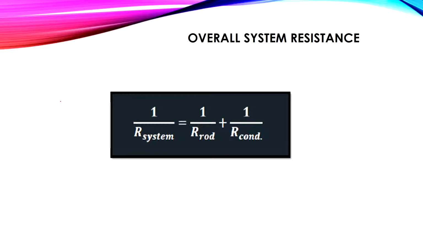After calculating the resistance of the conductor and the resistance of the rod, we can get the resistance of the system. Remember that both of them are parallel to each other. So the resistance of the system is 1 over R rod plus 1 over R conductor, and the result will be the inverse. If the resistance is less than 5 ohm, then it would be accepted, or sometimes we would need a lower value than this. We can require 1 ohm, for example. This depends on the specifications required.